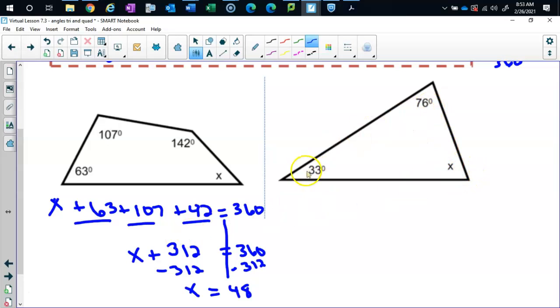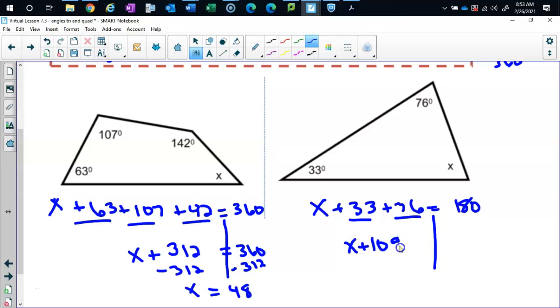All right, let's do this one. Well, this is a triangle. So the three angles, x plus 33 plus 76 equal 180. So 33 plus 76 is 109. So x plus 109 equals 180. Subtract 109 from both sides, and we get x is 71 degrees. Again, if you don't have that equation written right now, do it. I want it written that way.